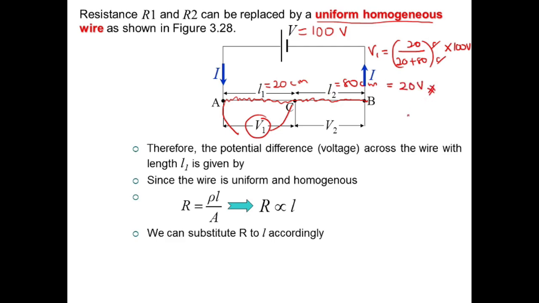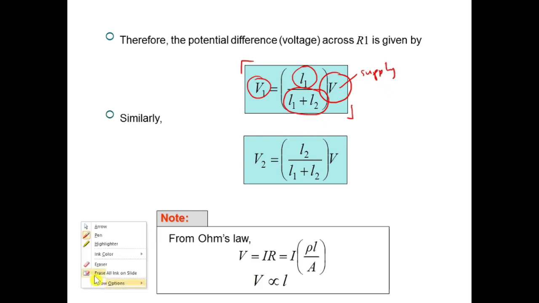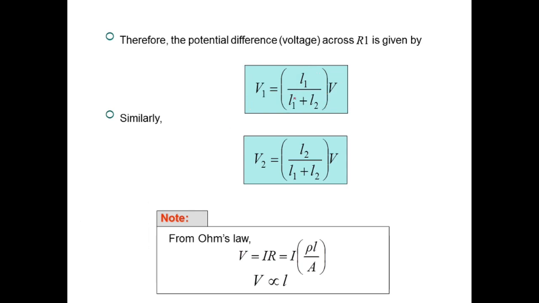This example can be simplified into these two formulas. To calculate V1, we just take the ratio of the length to the total length and multiply by the supply voltage, where V is the supply voltage. So not only can we divide the voltage by using resistors, but we can also divide the voltage using a long homogeneous wire with resistance.